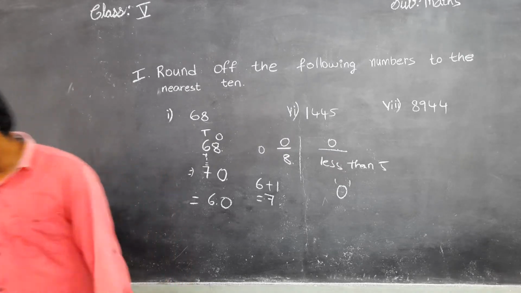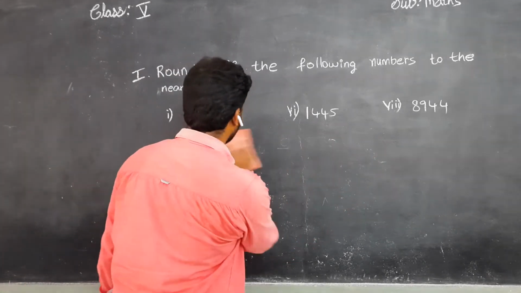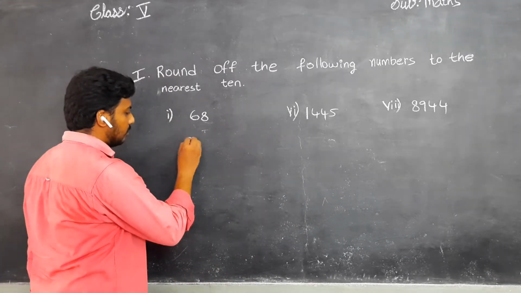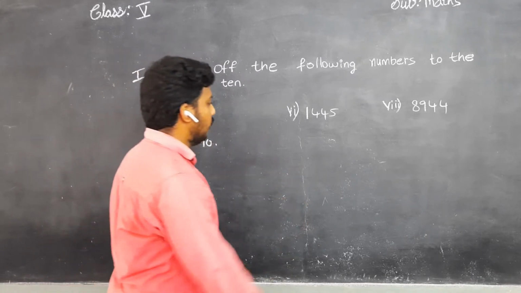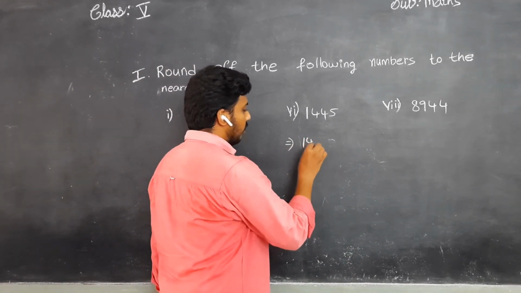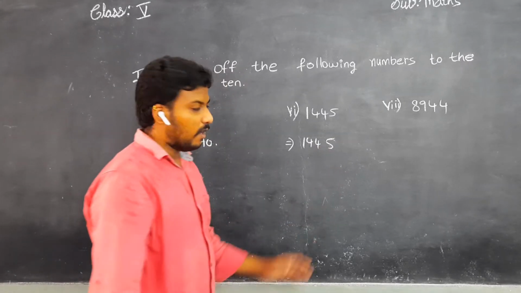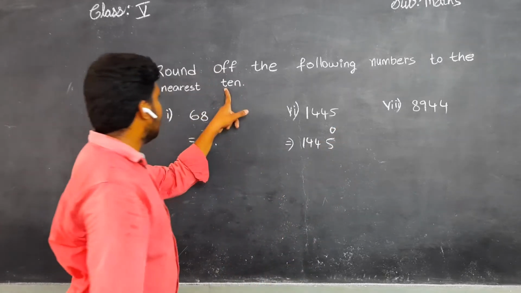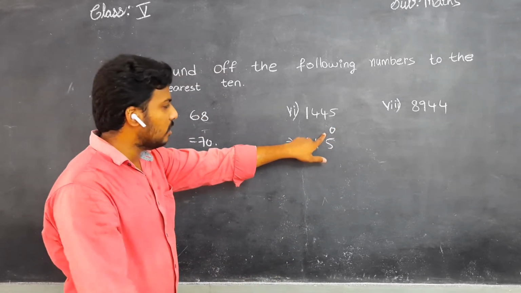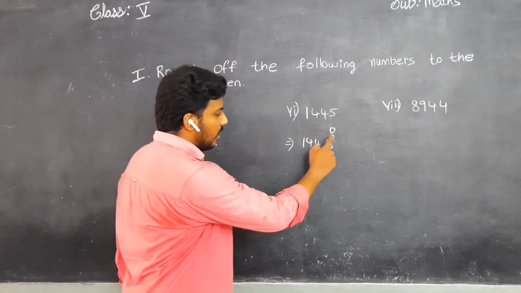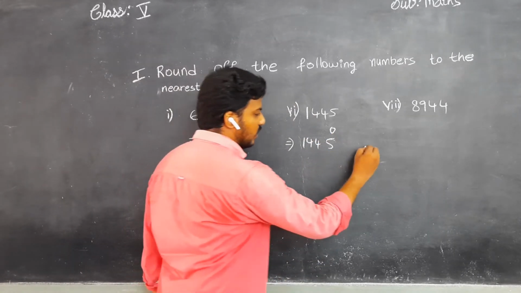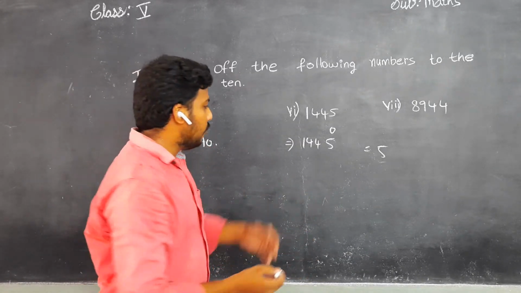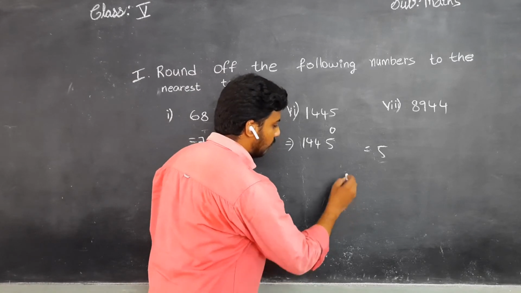One more we will see. For this the answer is 70. See the next one. They gave 1445. For this you need to look only at the ones place. If they ask for tens, you should concentrate only on the ones place. Understand, children? Here in the place of ones, the value is 5. Means if the value is 5 or above 5, then you have to keep a 0 in the ones place.